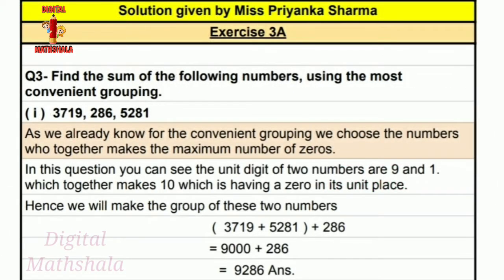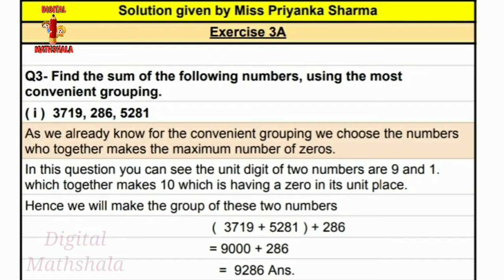Now we will see question number 3. Find the sum of the following numbers using the most convenient grouping. So here in the first part, 3 numbers are given: 3719, 286, 5281. For the convenient grouping, we choose 2 numbers or 3 numbers, and we choose the numbers which together make the maximum number of 0s.